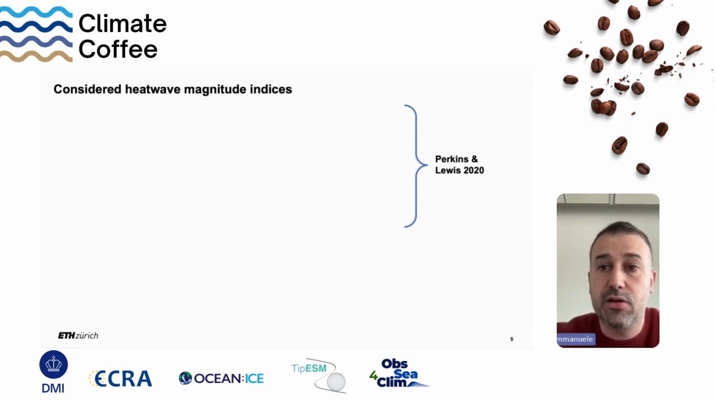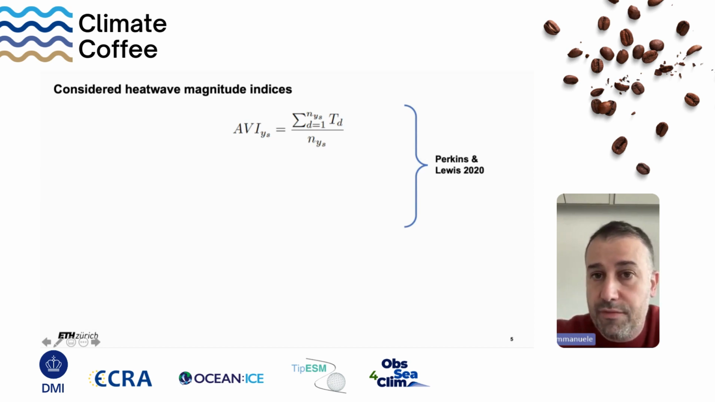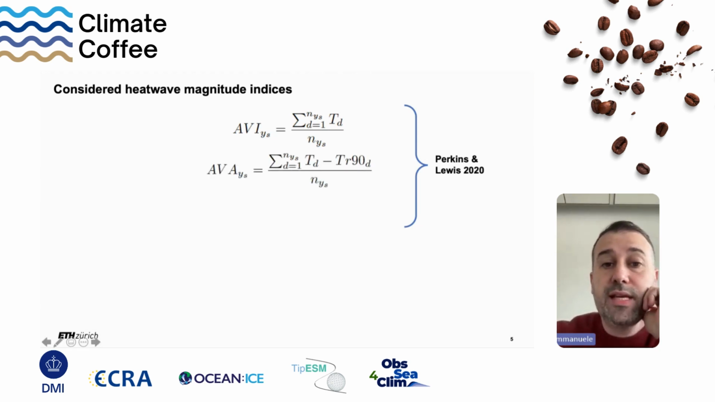We take 3 metrics that are used in the work of Perkins and Lewis 2020. The first is defined as the average intensity, so that is basically the mean of the absolute values of temperatures during the days characterized by heat waves. Then we have the average anomalies, which are simply the average of the anomalies with respect to the threshold TR90 that we have seen before, always again during all the days that are characterized by a heat wave.